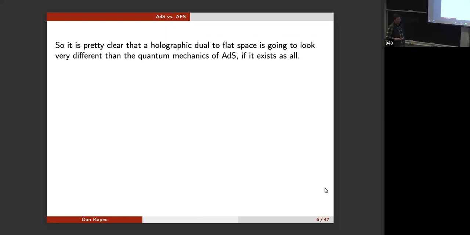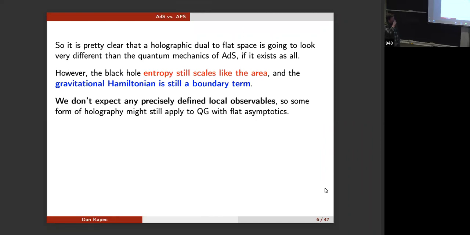So, all of those slides are just to say that it's pretty clear that, if there even is a holographic description for the quantum mechanics of gravity in asymptotically flat space, it is going to look significantly different than the quantum mechanics of anti-de Sitter space. And I think it's a fair question to ask whether or not this description should exist at all. But there are a couple of hints which indicate that it should.